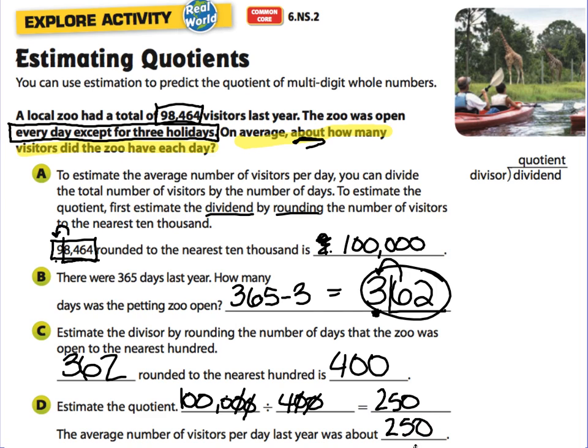So this isn't an exact answer, it's an estimate. Okay, so then if I were to do this and actually find the answer, doing 98,464 divided by the 362, it should be somewhere around 250.